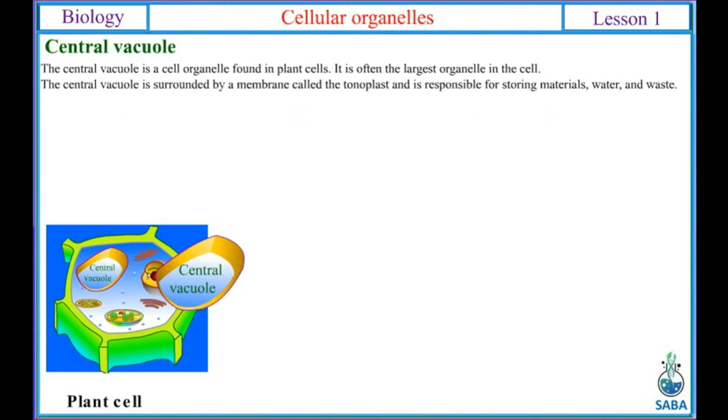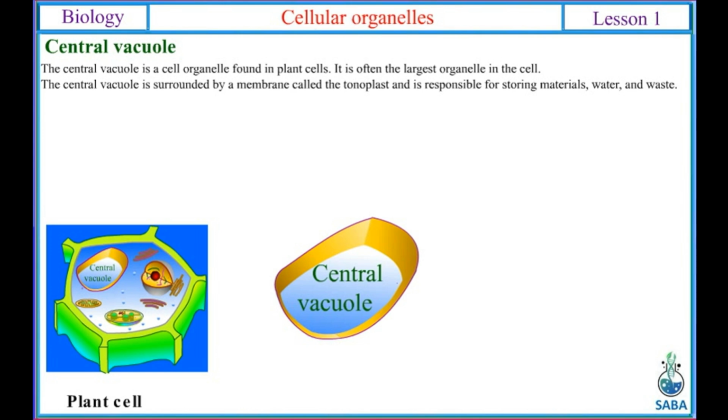Central vacuole. The central vacuole is a cell organelle found in plant cells. It's often the largest organelle in the cell. The central vacuole is surrounded by a membrane called the tonoplast and is responsible for storing material, water, and waste.